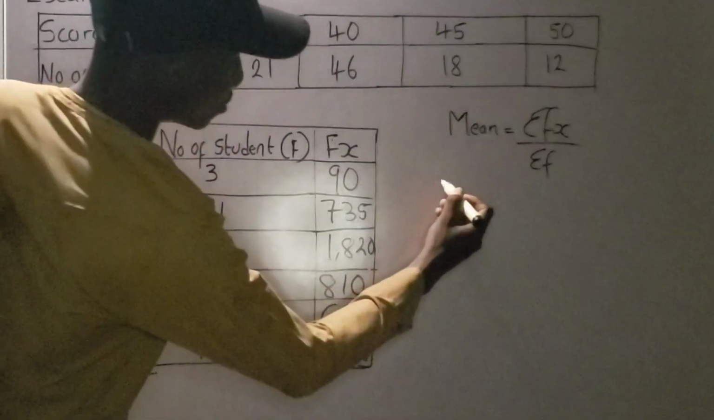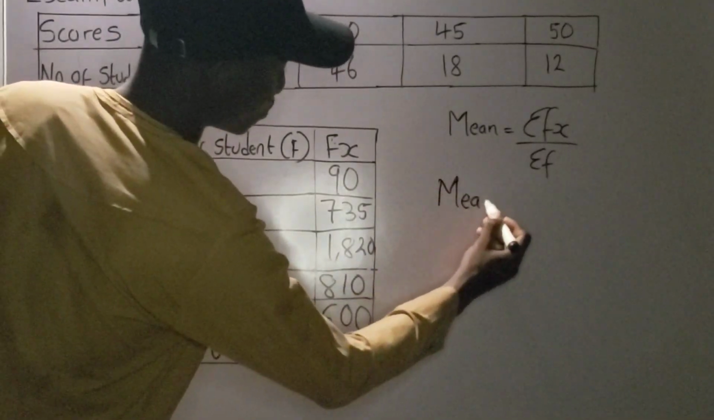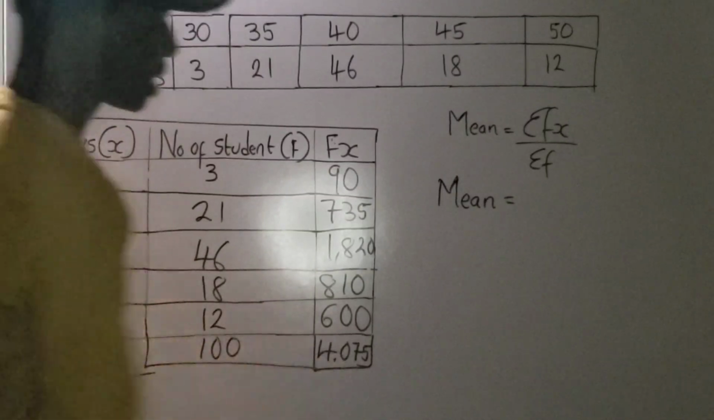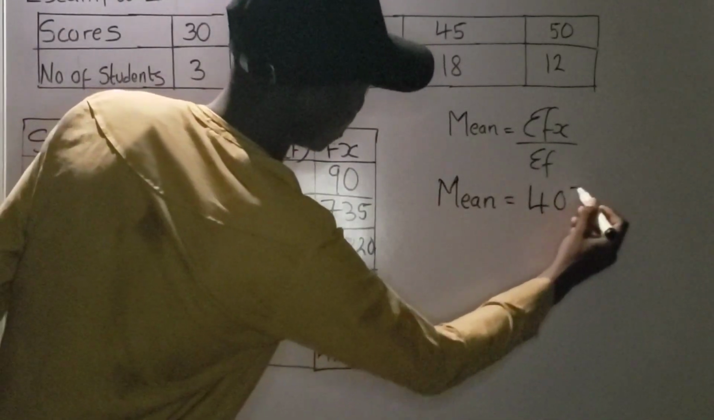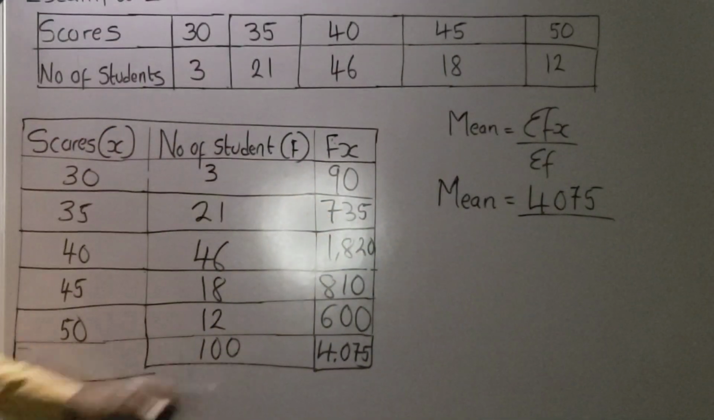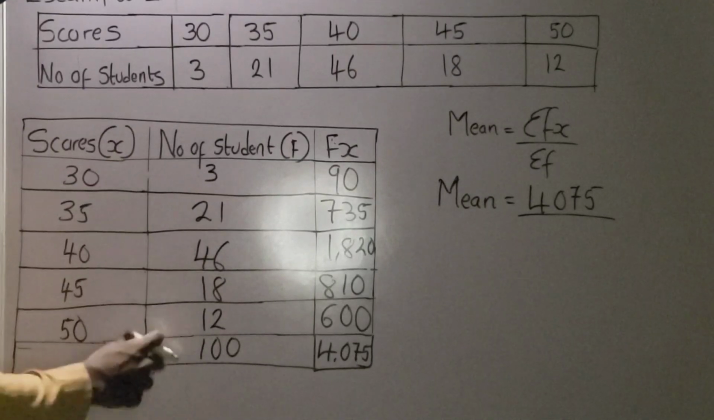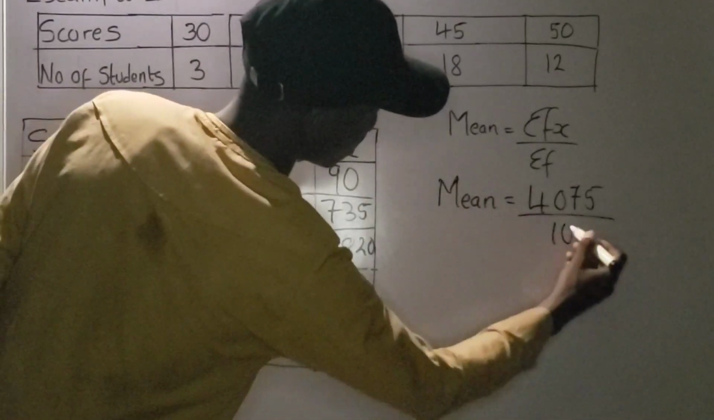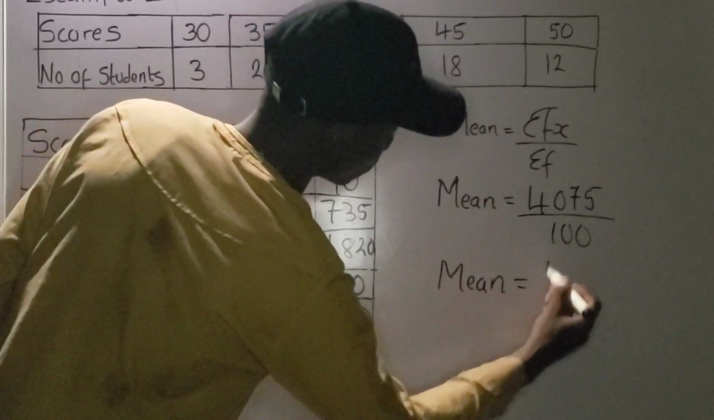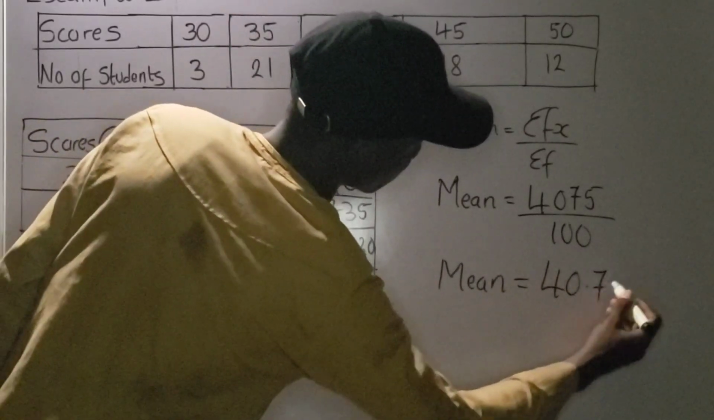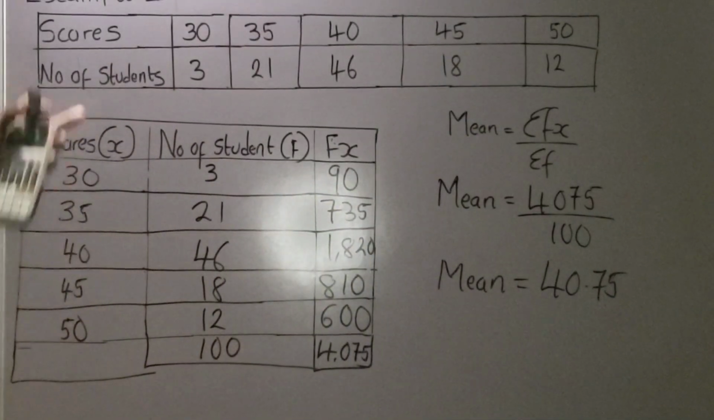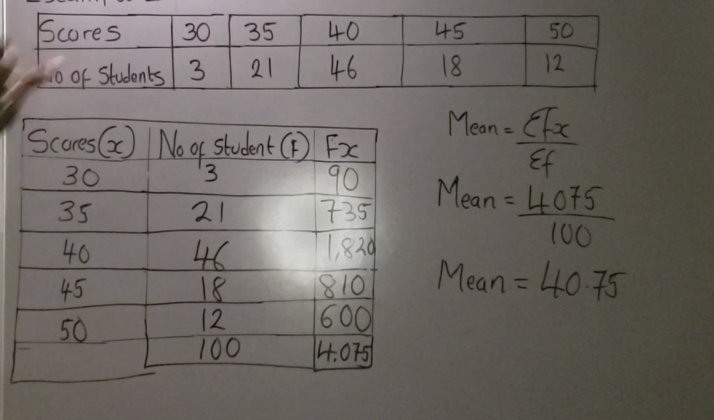So I can proceed to calculate the value of the mean of this frequency distribution, which is equal to summation fx, which is 4075, all over summation f. Summation f is 100, so I'm going to have 100. So the mean of this distribution is equal to 40.75. You understand? So we have calculated the mean of the frequency distribution of the number of students in this course.